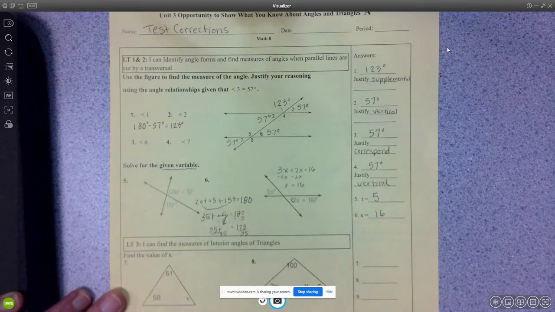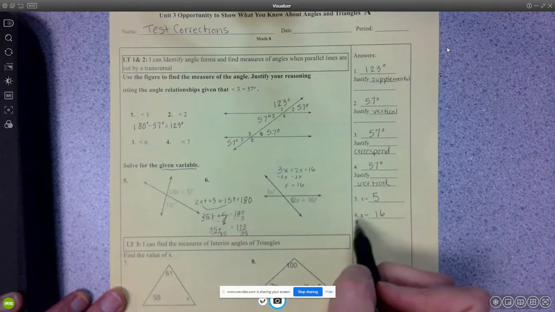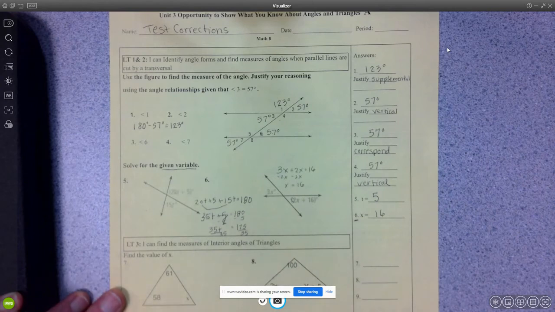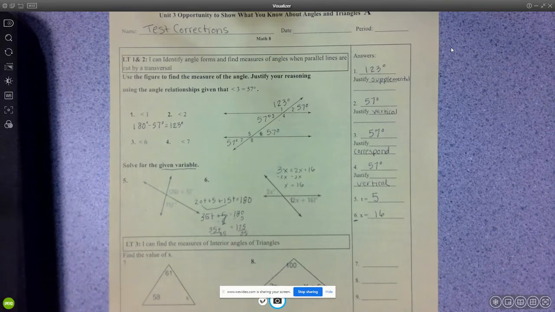So there's learning target 1 and 2. A lot of people missed this one thinking it was a triangle, and it's actually vertical angles that are set equal to one another. Excellent. Good job. I'm going to hide this piece right here.